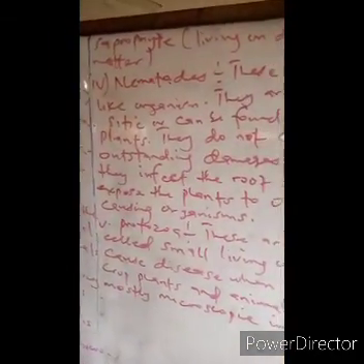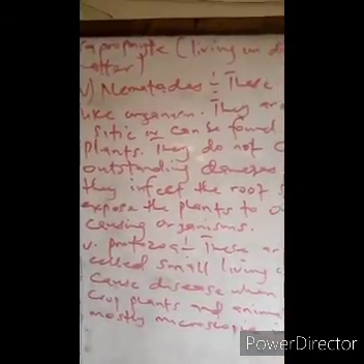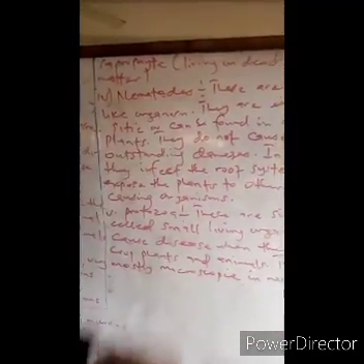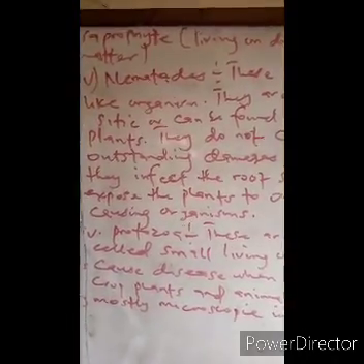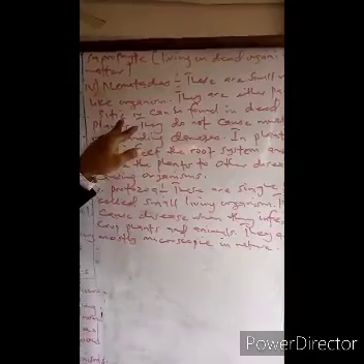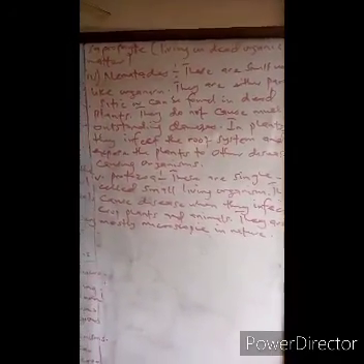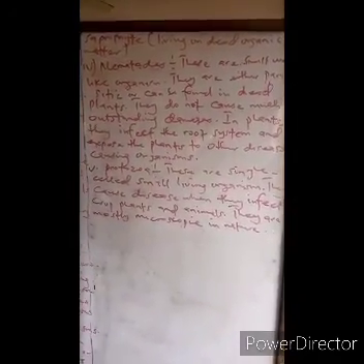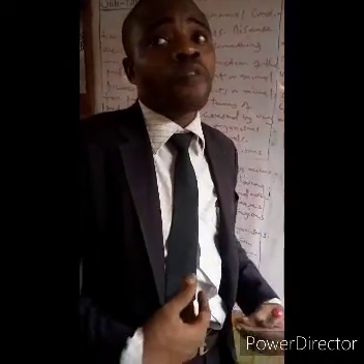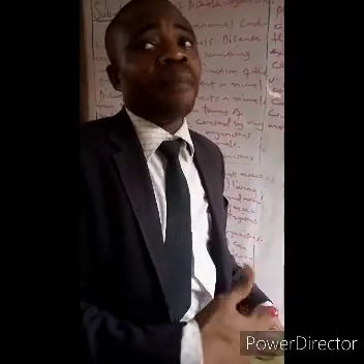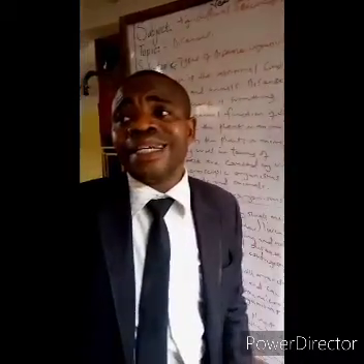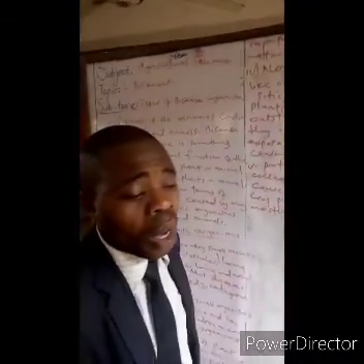So let's move to the next one. Nematodes. Can you say that after me at home? Nematodes. So these are small worm-like organisms. They are either parasitic, that is, parasitic modes of nutrition. They are the organisms that depend on another organism for survival. They are parasites. They cannot feed on their own, but they depend on another plant for survival.